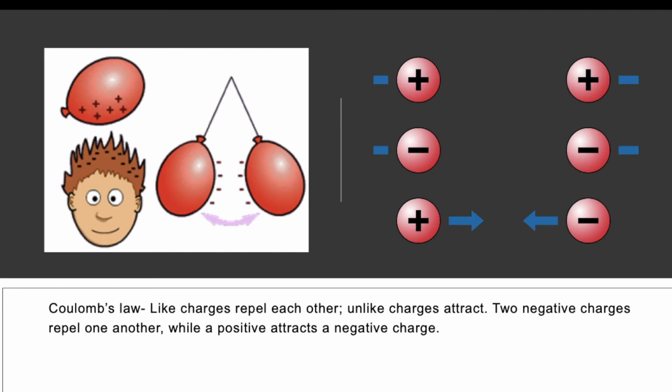So with the hair and balloon, it can all be explained through Coulomb's law. Like charges repel each other. Unlike charges attract. Two negative charges repel one another, while a positive attracts a negative charge. And on the next slide, Katie will be providing us a deeper explanation.